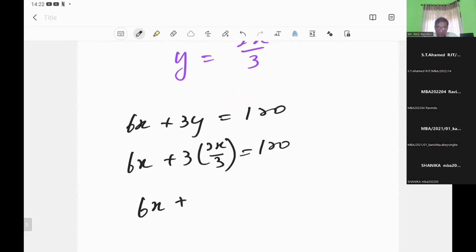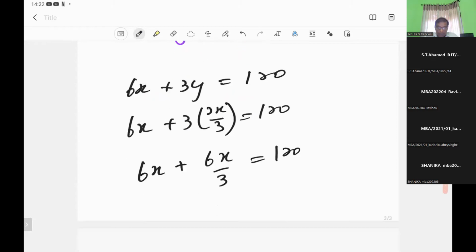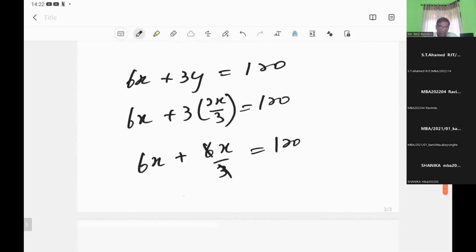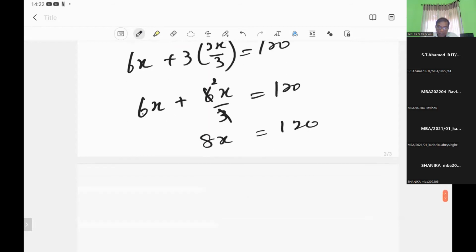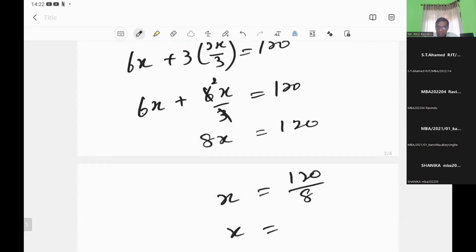6x plus 6x divided by 3 equals 120. 6 plus 2, that is 8. 8x equals 120. Then x equals 120 divided by 8. X equals 15.